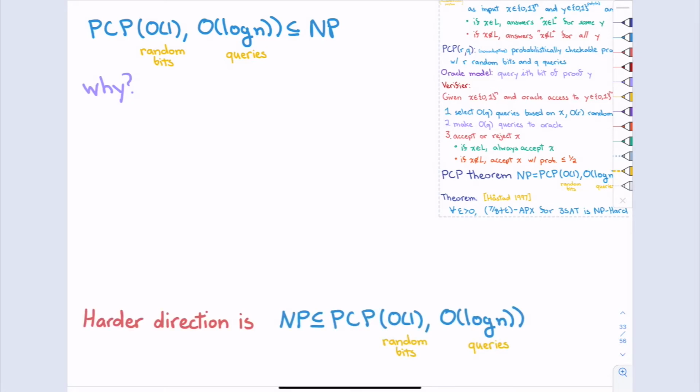All right, so now the hard direction is to take a problem in NP, an NP-hard problem, and make a PCP out of it.